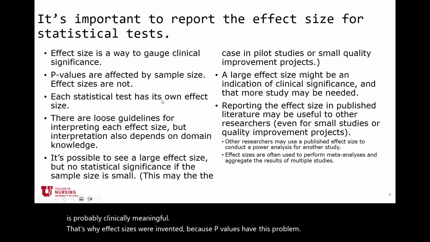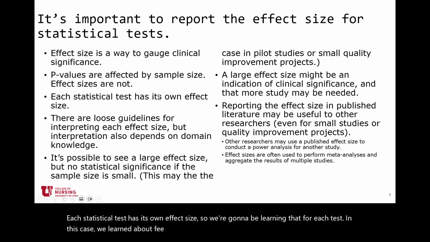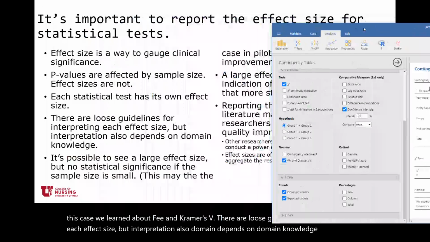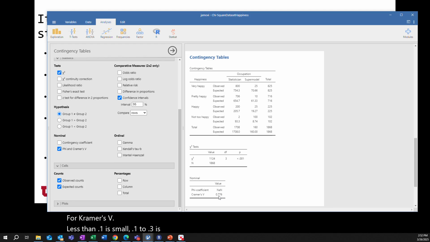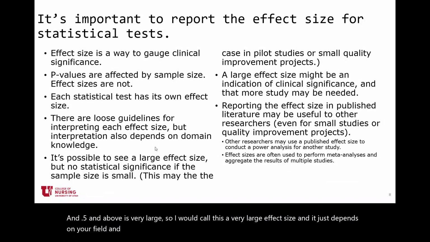Each statistical test has its own effect size, so we're going to be learning that for each test. In this case, we learned about phi and Cramér's V. There are loose guidelines for interpreting each effect size, but interpretation also depends on domain knowledge. I think I put it in a slide that for Cramér's V, less than 0.1 is small, 0.1 to 0.3 is medium, 0.3 to 0.5 is large, and 0.5 and above is very large. So I would call this a very large effect size. And it just depends on your field and what's typical.